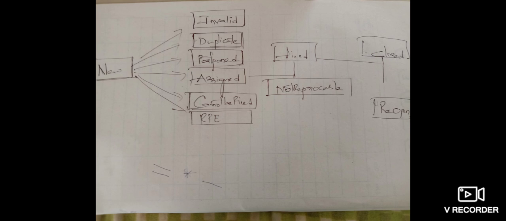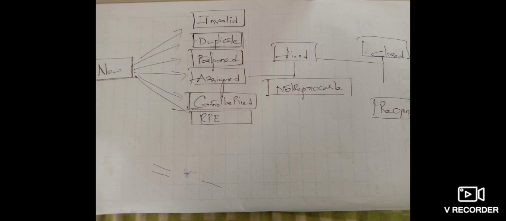Then he has to update the build number and the test case. Then again its status will be changed from not reproducible to reopen. So if it is a reproducible defect, then the developer will locate and fix it. Once the defect is fixed, its status will be changed from assigned to fixed.